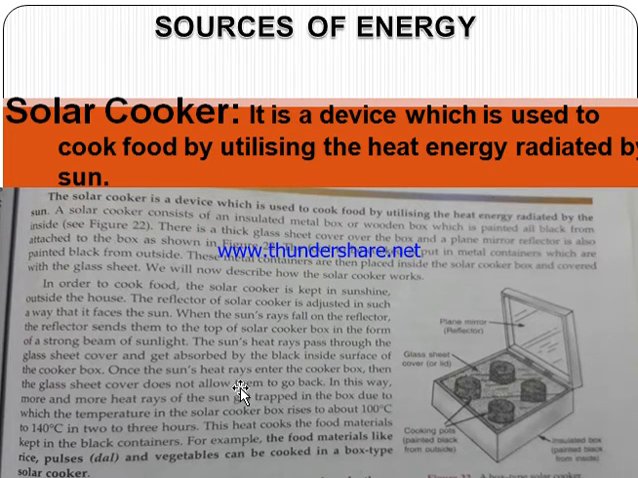Once the sun's heat energy enters the cooker box, the glass sheet cover does not allow it to go back. Like in a car, when our car is in sunlight, it gets very hot because when the sun rays get inside through the glass of the car, they can't go outside. The food present in the cooker gets cooked very easily. So this is all about the solar cooker.